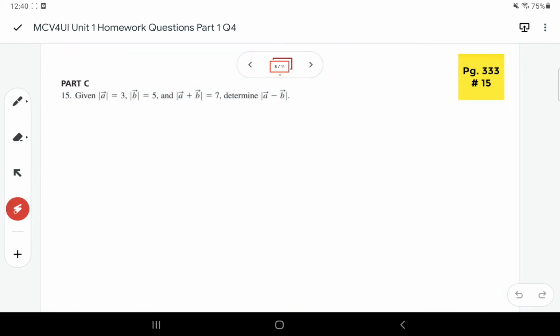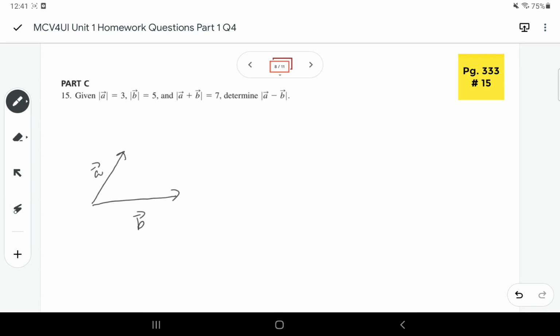The next one, page 333, number 15. This one's kind of interesting. This goes back to our geometric vectors. We have the magnitude of A, the magnitude of B, and the magnitude of A plus B. And we want to figure out what's the magnitude of A minus B.